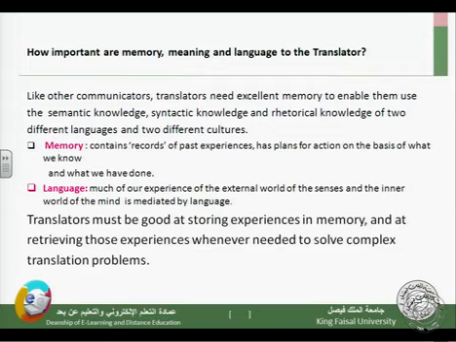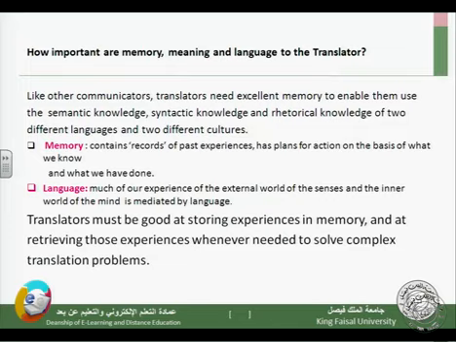Now, the language, much of our experience of the external world, of the senses, and the inner world of the mind is mediated by language. In other words, language is the medium. It's very important.